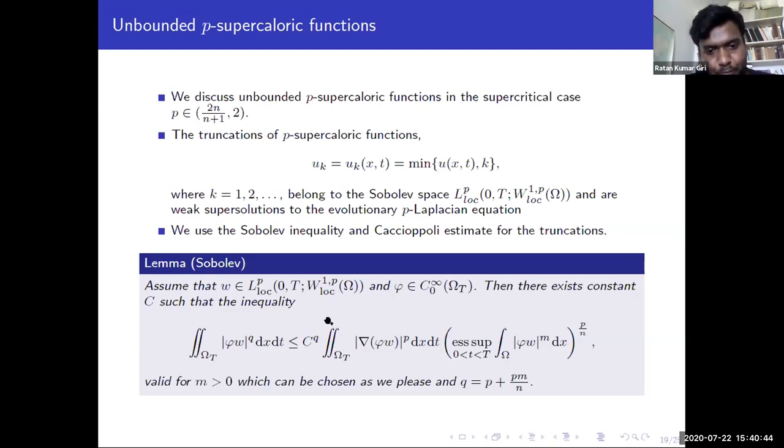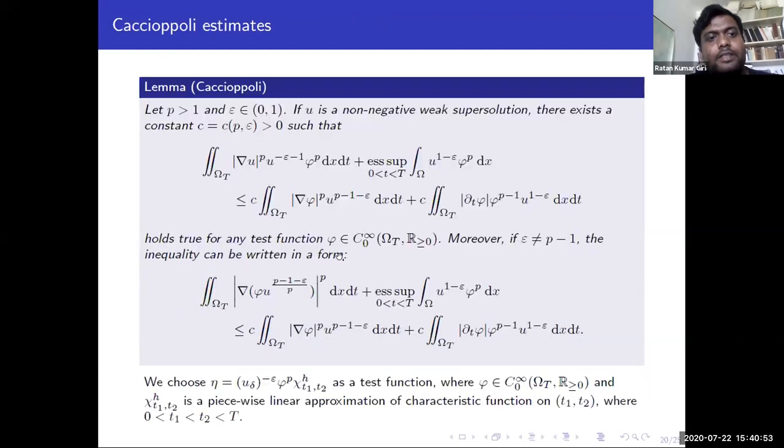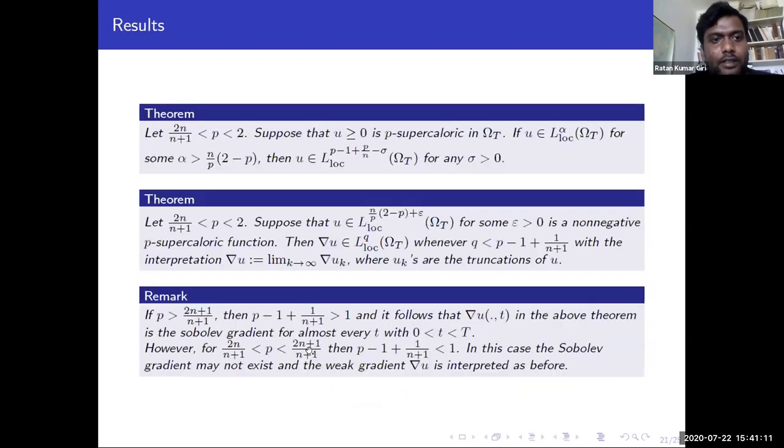Here is the Sobolev inequality in parabolic settings. It looks like this. And the second one is the Kuusi type energy estimate for the unbounded case. It looks a bit crazy. However, we have obtained this energy estimate by using this as a test function in our modified equation. So here is the following result we have shown for the supercritical case.